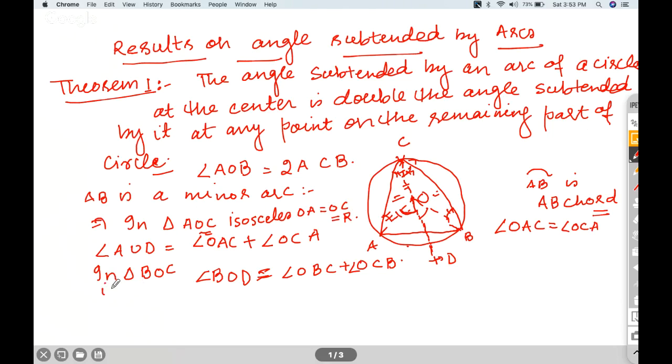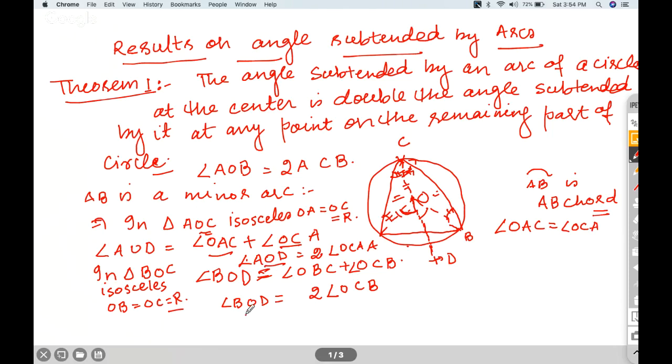And this triangle is also an isosceles triangle. And why is this an isosceles triangle? Because OB is equal to OC, which is equal to radius R. So these two angles are same. So what I can write is AOD is equal to 2 times angle OCA, which I have to prove. So I'm taking the upper angle OCA, and angle BOD is equal to 2 times angle OCB.